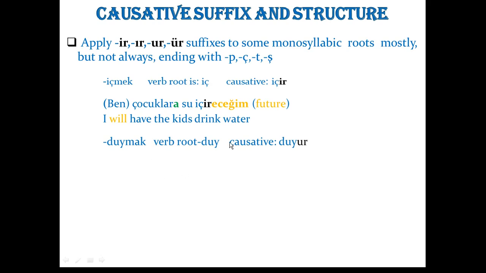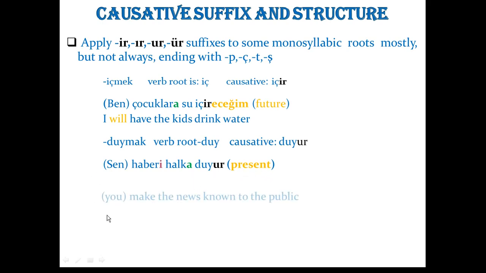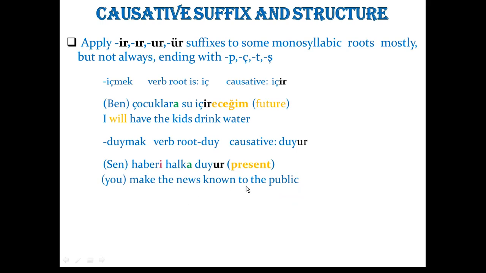Duymak, the verb root is duy, the causative verb is duyur. So, to make something known, or to publish something or announce something, in the meaning of. So sen haberi halka duyur, in the present tense, meaning you make the news known to the public. Haber here is the direct object and takes the accusative, but this translates into English as make the news known to the public.